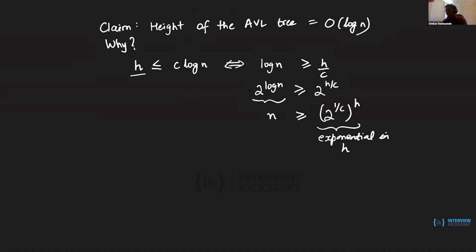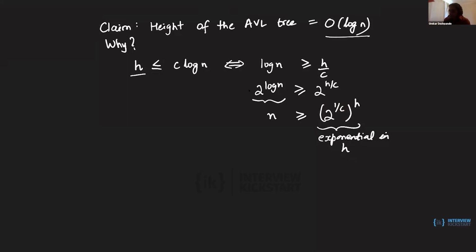The height of the tree being order log n is equivalent to saying that the number of nodes in the tree has to grow exponentially with the height. 2 to the power 1 by c is just the cth root of 2. So if c is 2, for example, we are talking about the square root of 2. If c is 3, we are talking about the cube root of 2, and so on. So this number will be more than 1, and so this number raised to the power h is guaranteed to grow exponentially with h.